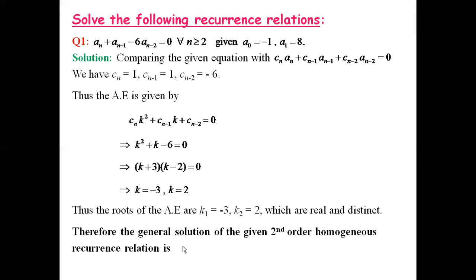So we write down the general solution of the given second order homogeneous recurrence relation as a_n = A(-3)^n + B(2)^n. The general formula from the theory says that it is A k1^n + B k2^n. Of course, k1 and k2 can be reversed and written. That doesn't affect the final solution.